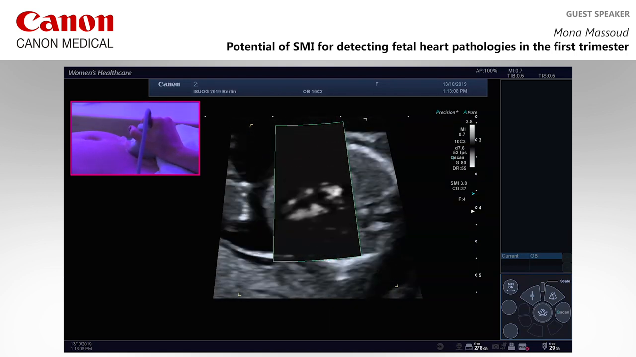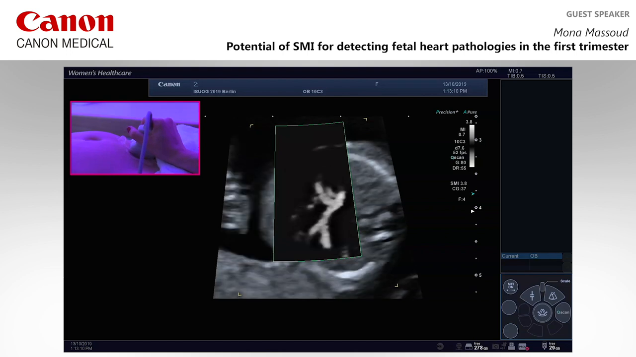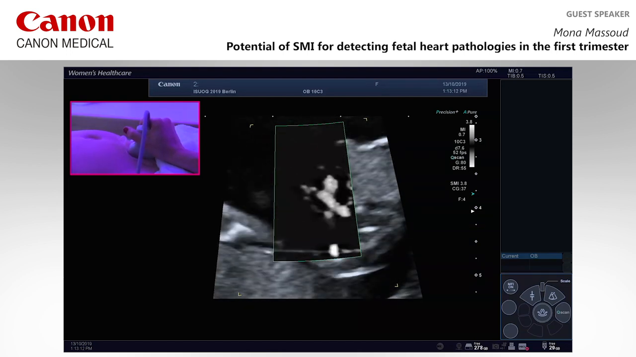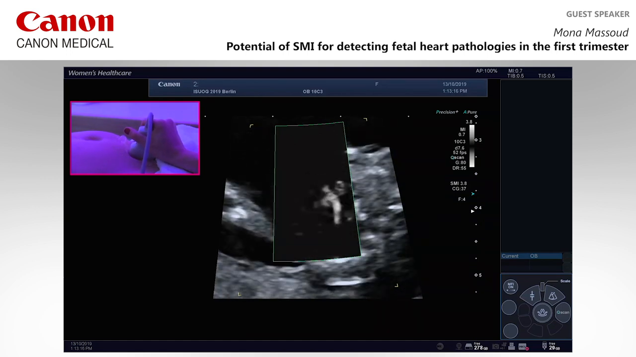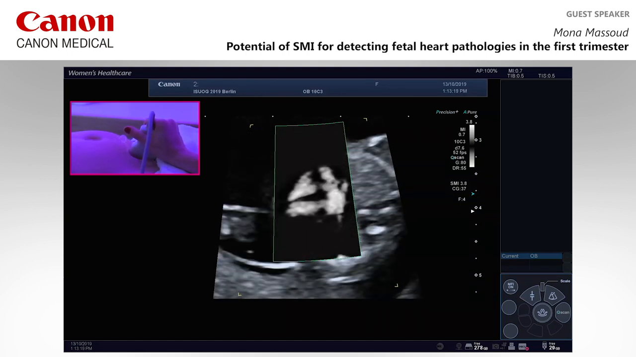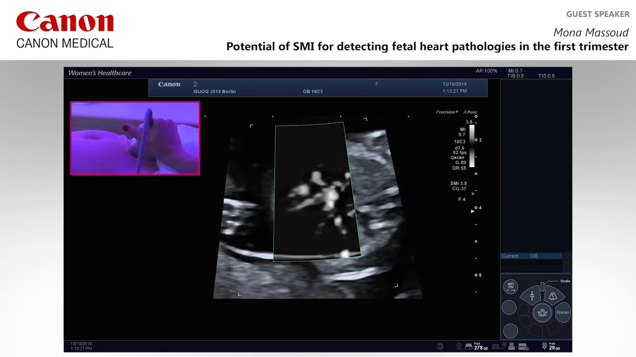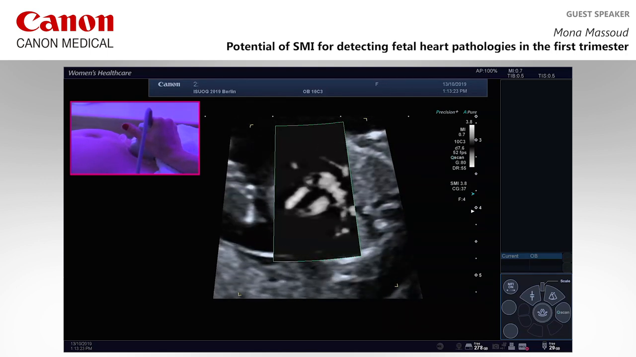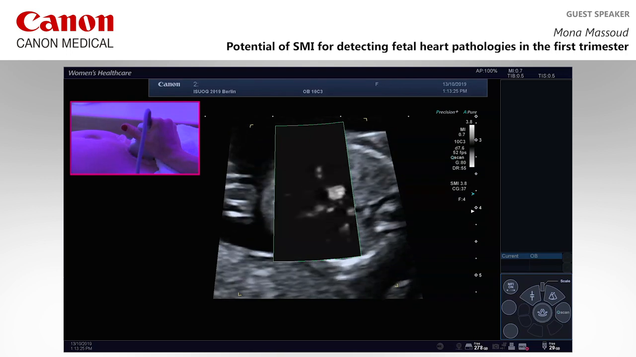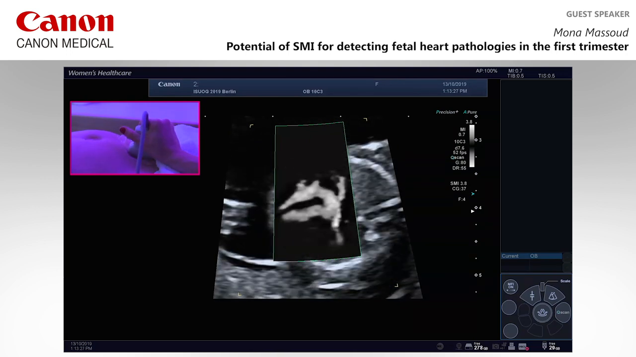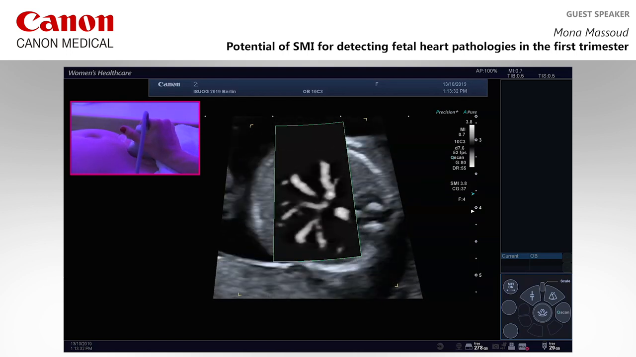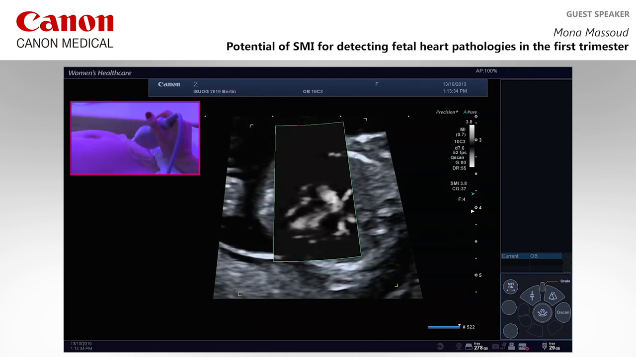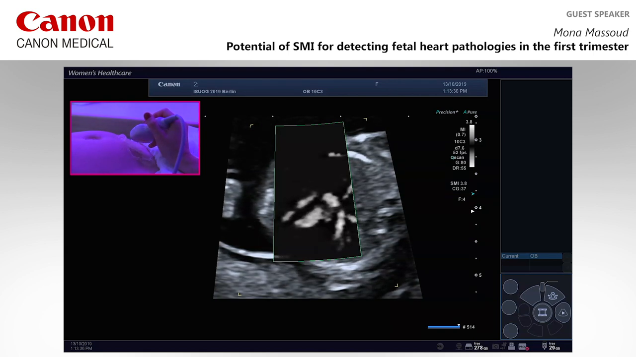I think that the baby was so nice with us, madam. We saw everything. And you can sweep very smoothly and go from the four chamber view to the three vessels and trachea view, and move on along the ventricular septum, the cross of the three great vessels, and the size of the great vessels. And you can examine the whole heart like this. Thank you.